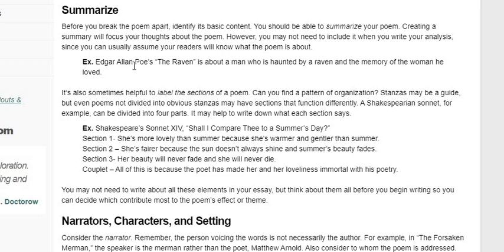For example, Edgar Allan Poe, the poem is The Raven. It is about a man who is haunted by a raven and the memory of the woman he loved. Alright, so it's definitely about a tragedy. It's a sad poem, okay?